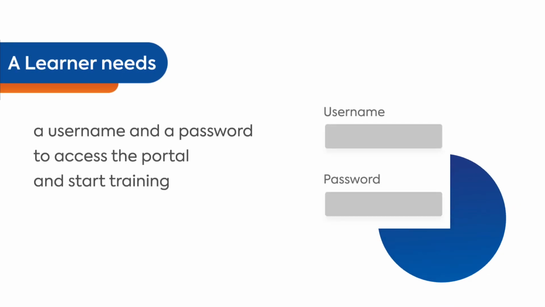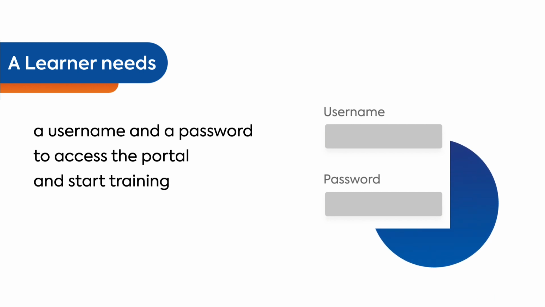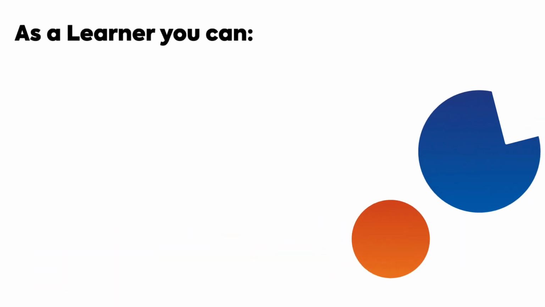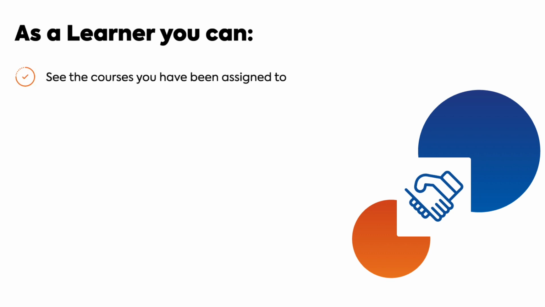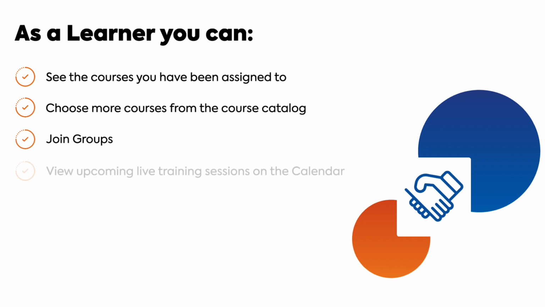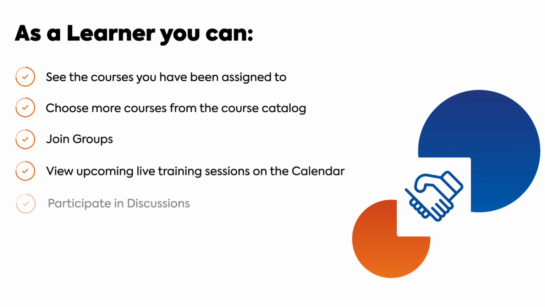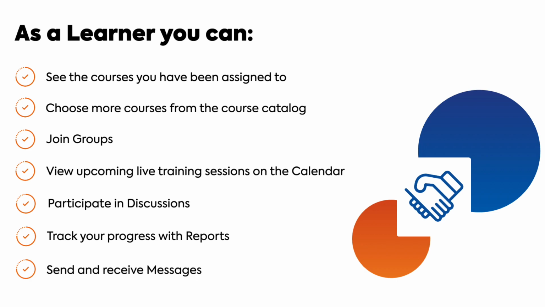To access the platform, you'll need a username and a password. Once you're in, you'll be able to see the courses you've been assigned to, choose more courses from the course catalog, join groups, view upcoming live training sessions on the calendar, participate in discussions, track your progress with reports, as well as send and receive messages.